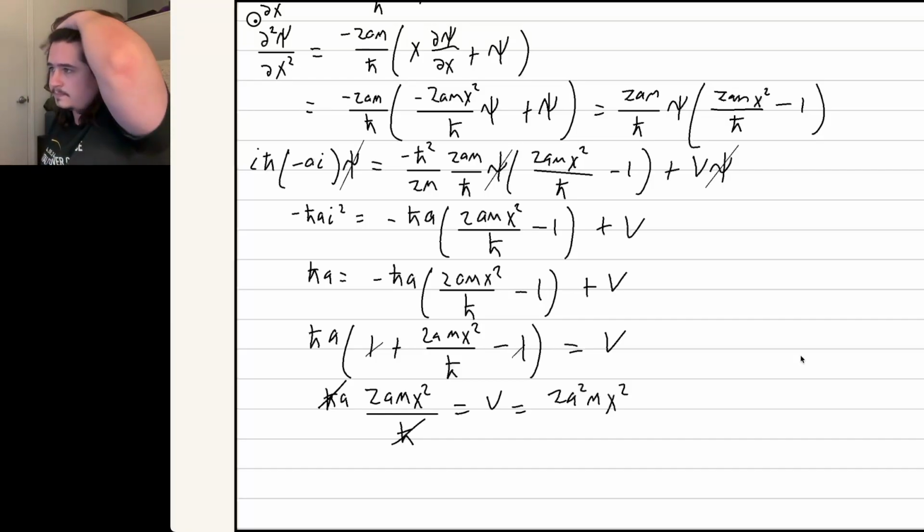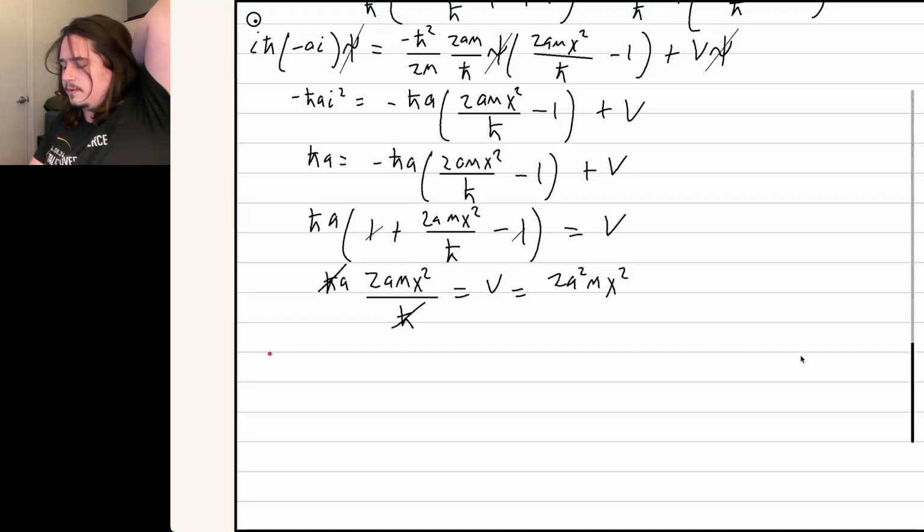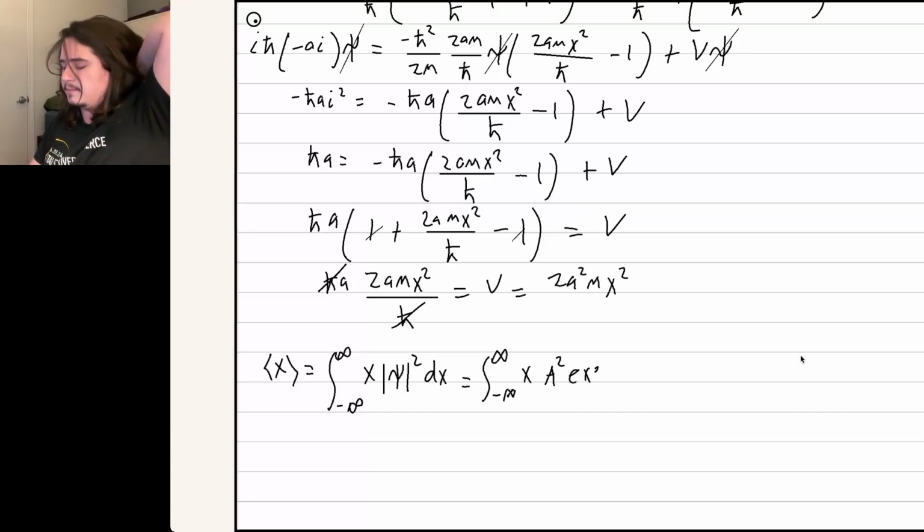All right. Now the expectation values. The expectation value of position will be the integral over all space of x times the square modulus of the wave function. We already found what the square modulus was. It was just a squared times exp of minus 2amx squared over h bar.